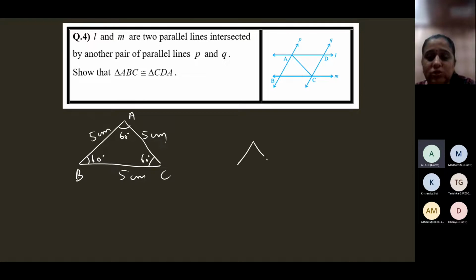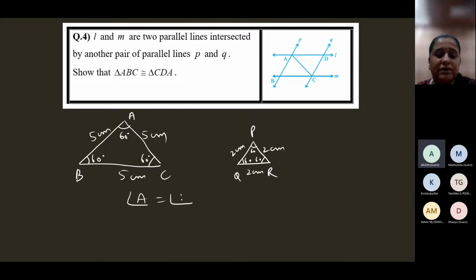Here is another triangle PQR, with sides 2 centimeters, 2 centimeters, 2 centimeters. Equilateral triangle, so 60 degrees, 60 degrees, 60 degrees. All sides are equal, all angles are equal. So both ABC and PQR are equilateral triangles. You can see angle A is equal to angle P, angle B is equal to angle Q, angle C is equal to angle R.